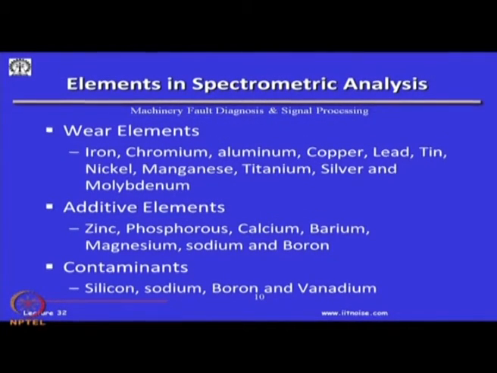So, typically the elements in the spectrometric analysis, the wear elements, are usually iron, chromium, aluminum, copper, and lead. Sometimes we add certain additive elements, and the usual contaminants are silicon, sodium, boron and vanadium. Okay.